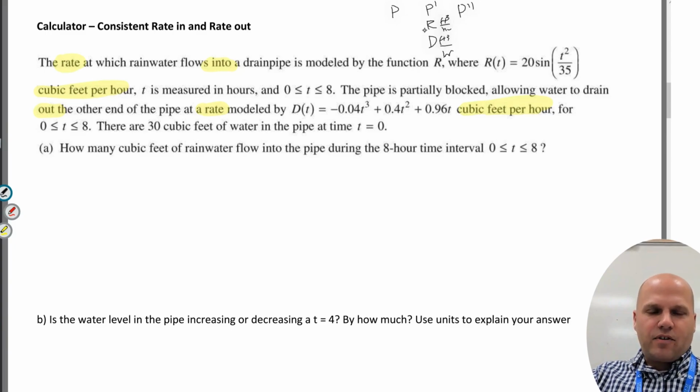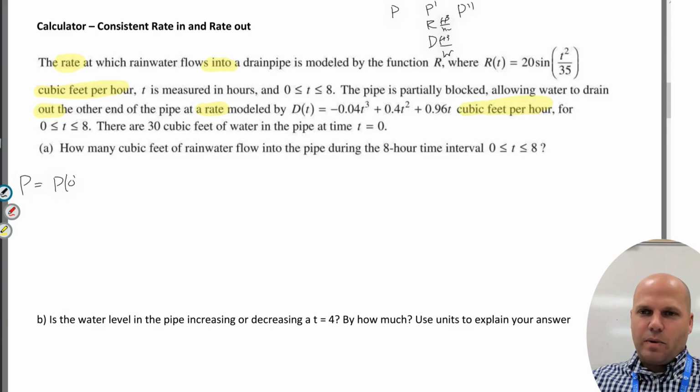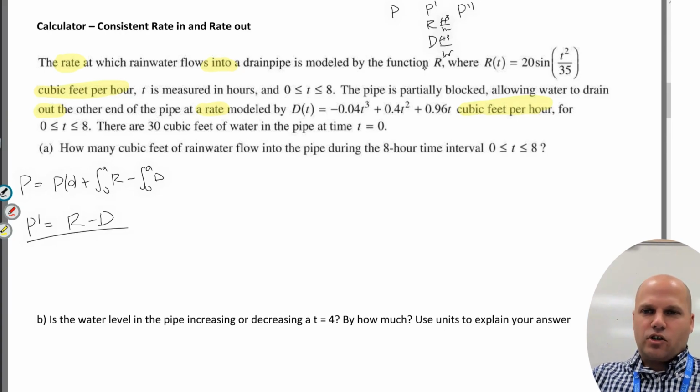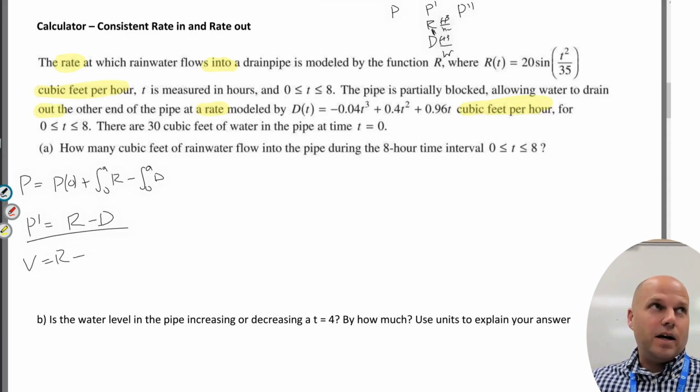Cool. We know that we have to accumulate these to get a total in, but really what we find is that since we understand that an initial amount plus a total in minus a total out makes sense, we realize that our derivative is just the rate in minus the rate out. And we're going to go ahead and just start straight here. P prime is R minus D, or my velocity is R minus D.